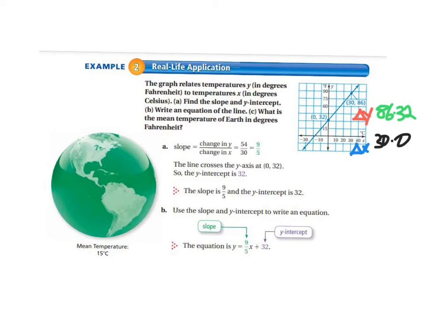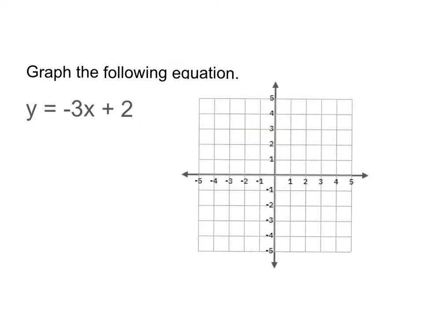Now, I just gave you this to give you a real-world example, but we're going to take a look at some practice problems using this equation, or slope-intercept form. So first and foremost, here's an example. I want you to graph the following equation. You're given this equation, y equals negative 3x plus 2. This equation is in slope-intercept form. So we have the slope is negative 3.